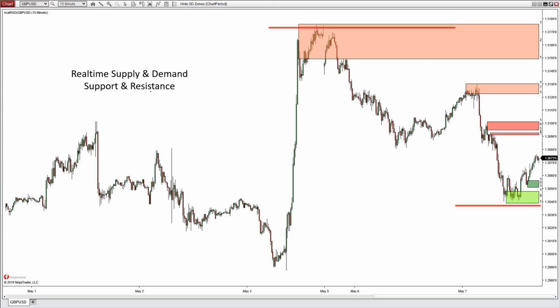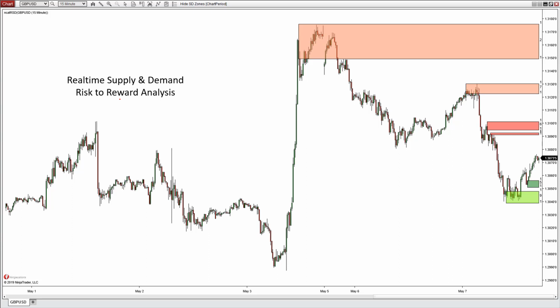Support and resistance, as you can see here, can act as pretty good support and resistance. As a matter of fact, most of our traders will use it for that reason just by itself. Risk to reward analysis. So you can go ahead and see right away, if you're short anywhere in here, you know exactly where to put your stop here. If you're long anywhere in here, you know exactly where to put your stop, just below the box or just above the box.